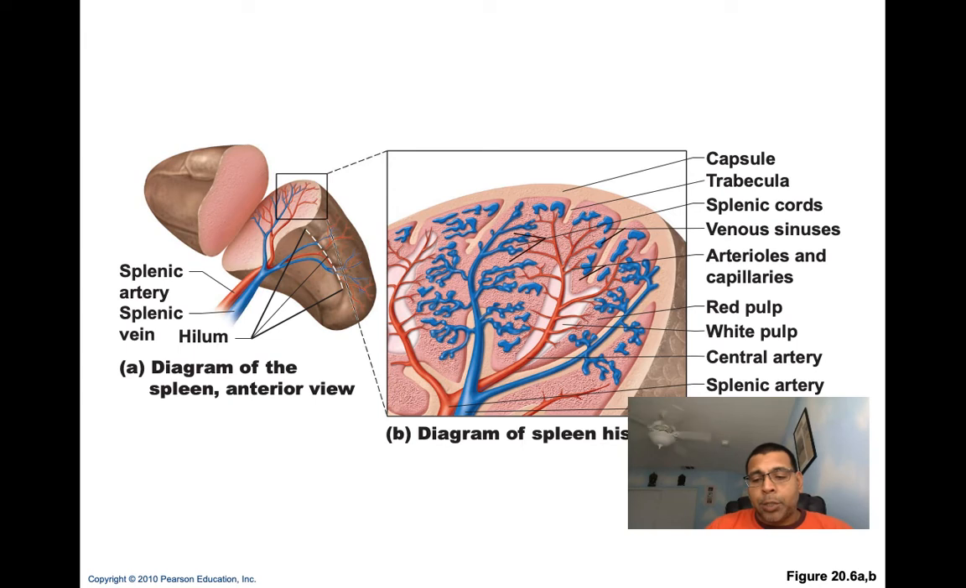So when we talk about the structure of the spleen, you'll see it's about the size of a fist. It will be found located in the left side of the abdomen, beneath the diaphragm. Obviously, because we're in the abdomen, beneath the diaphragm. And it curls around the stomach.